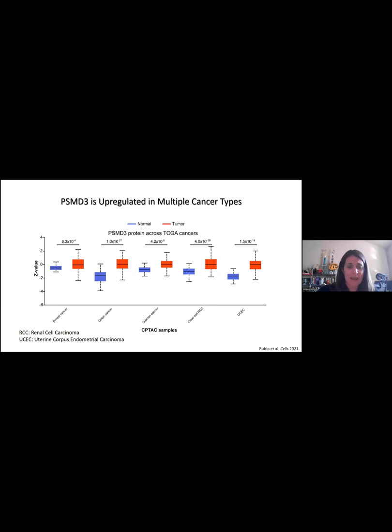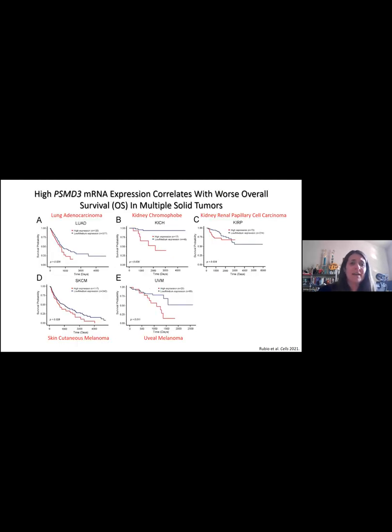And high PSMD3 expression also correlated with worse outcomes in multiple different types of solid tumors, including lung adenocarcinoma, kidney chromophobe, kidney renal papillary cell carcinoma, as well as skin cutaneous melanoma and uveal melanoma. And so we asked, okay, that's great about solid tumors. Well, what about AML?